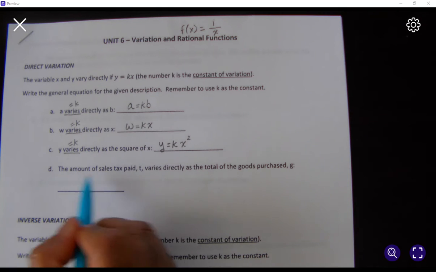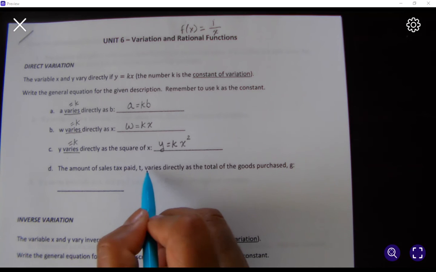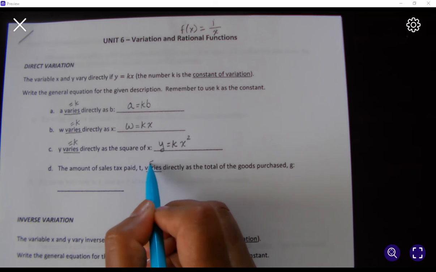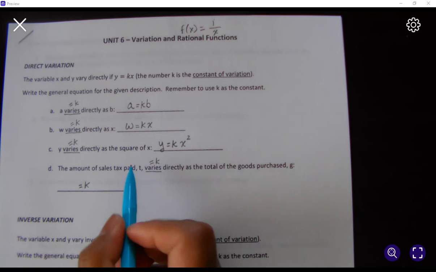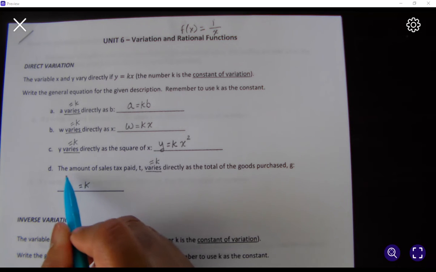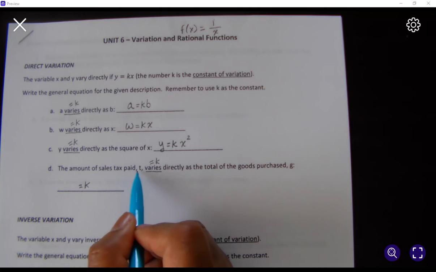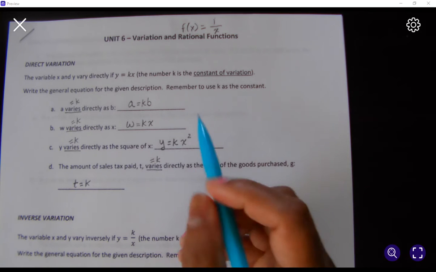Example D. The amount of sales tax paid, T, varies. So there's my word. So what equals K? I need a number or a letter here. So it says the amount of sales tax paid, T. So T equals K. And how does it vary?